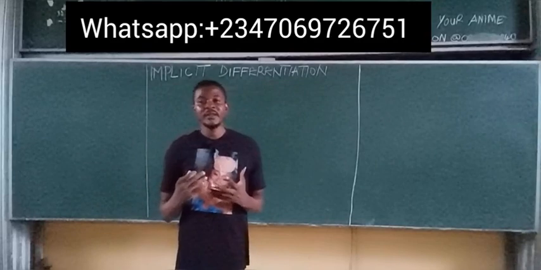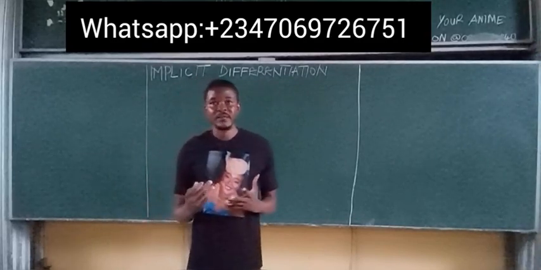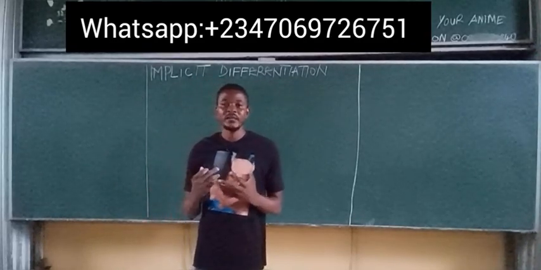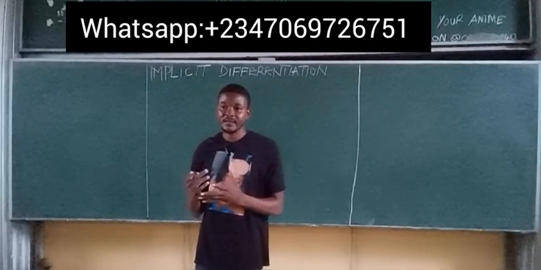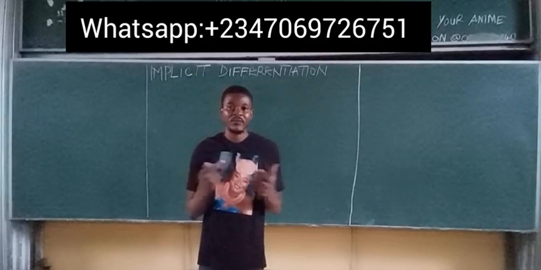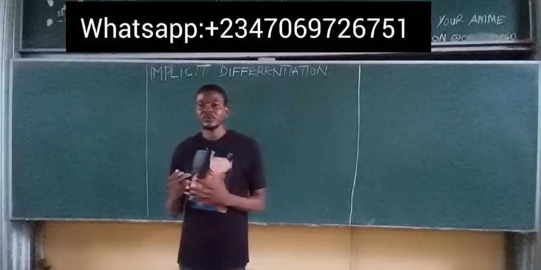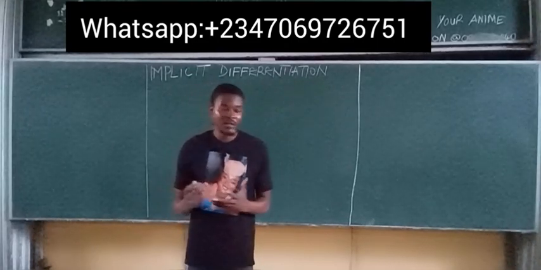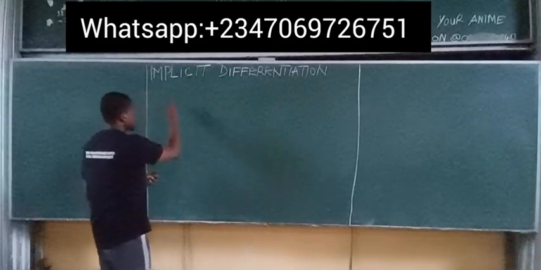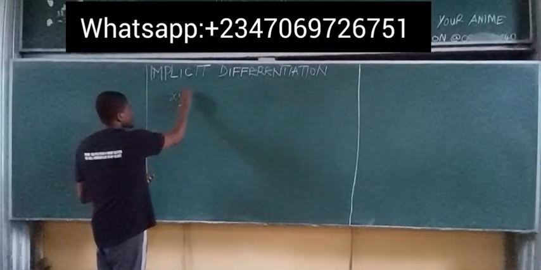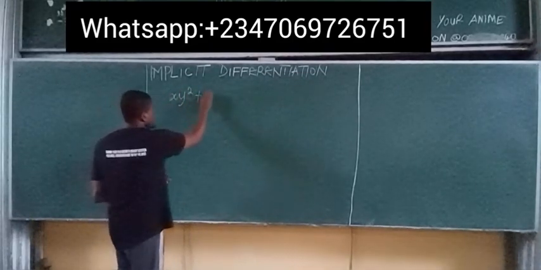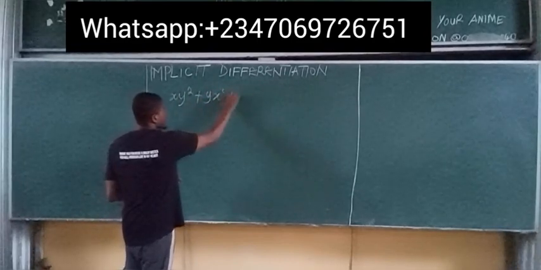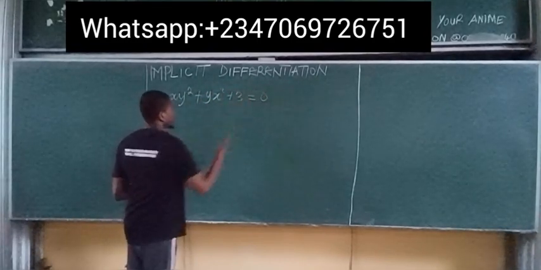When is a function said to be implicit? For instance, if I have y jointly bound with x in a given equation, more of like a mixed equation, and I'm asked to differentiate y with respect to x, that is said to be an implicit function. For example, if I have the given function xy squared plus yx squared plus 3 equals 0.